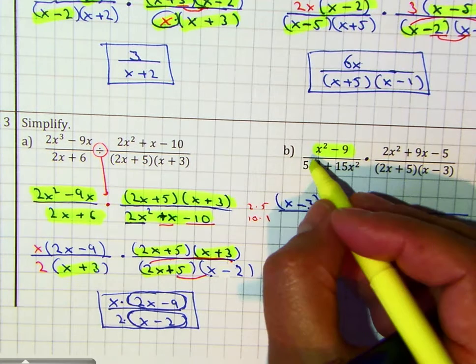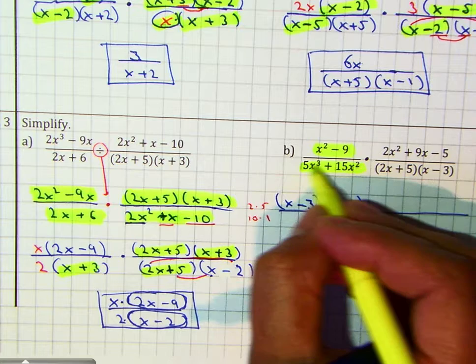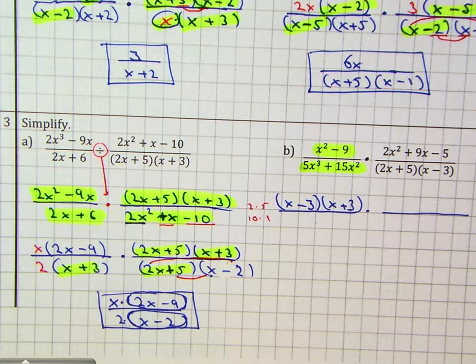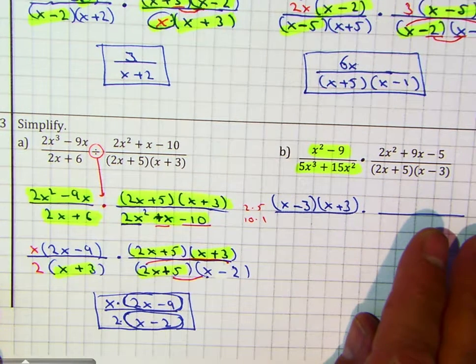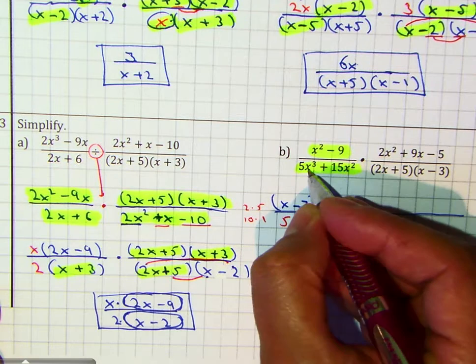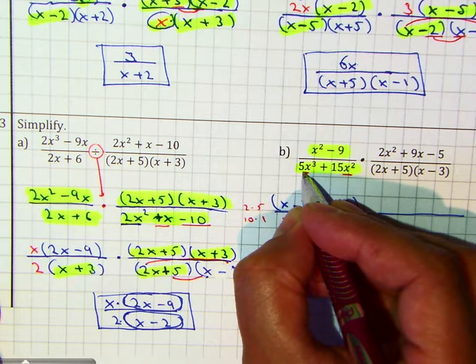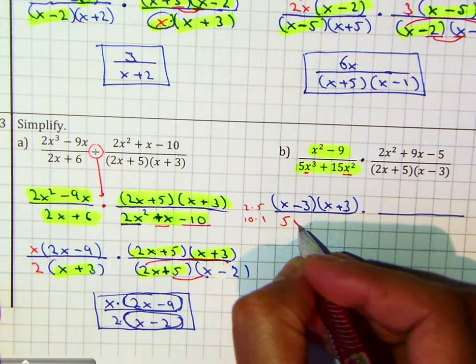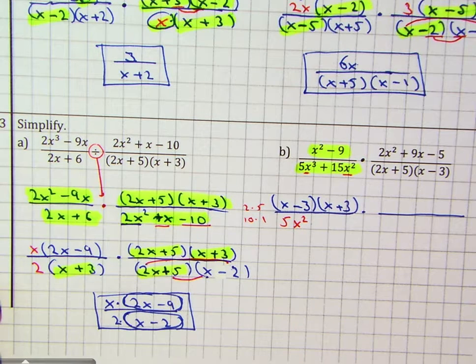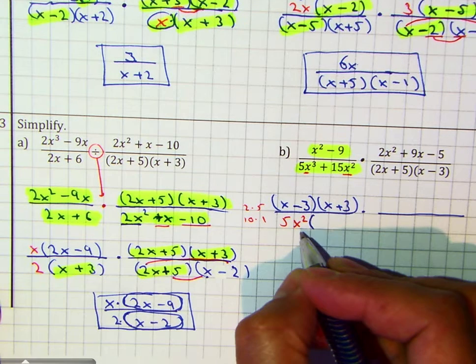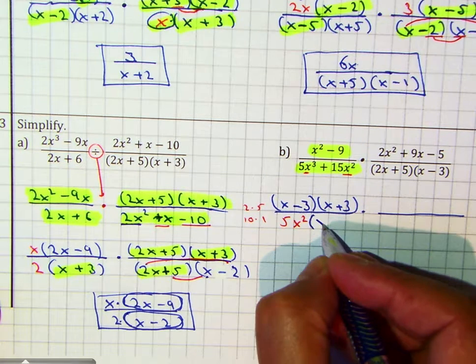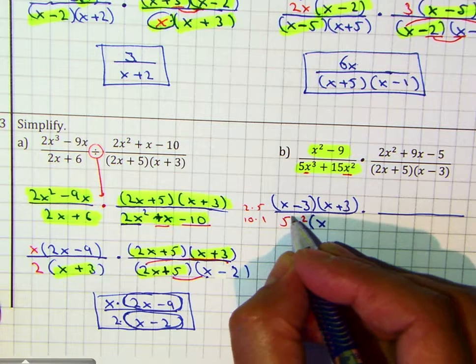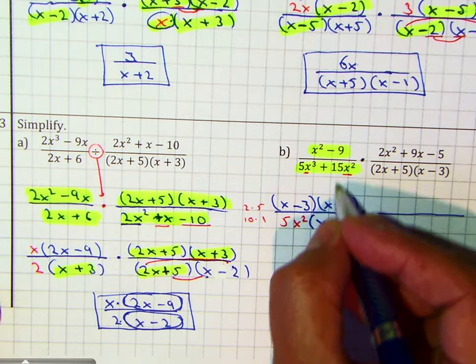Denominator. It's a binomial, but it's not a difference of two squares. There's no difference in between. But what can I factor out? One number divides 5 and 15. 5. Do they both have an x? Yes. How many x's can I take out? This one has 3, this one has 2, so I can take out 2 of them. And what's left behind? 5x squared multiplied by what gives me 5x to the third? 5x squared times x. 5x squared multiplied by what gives me 15x squared plus 3?